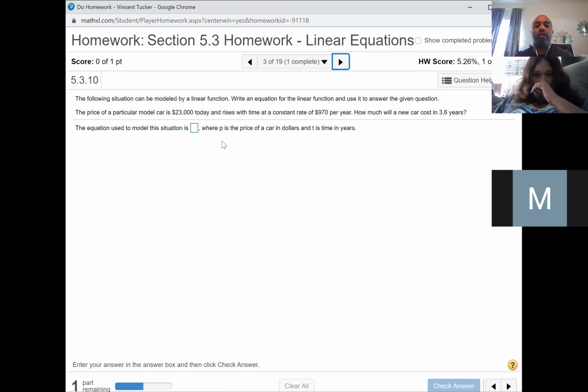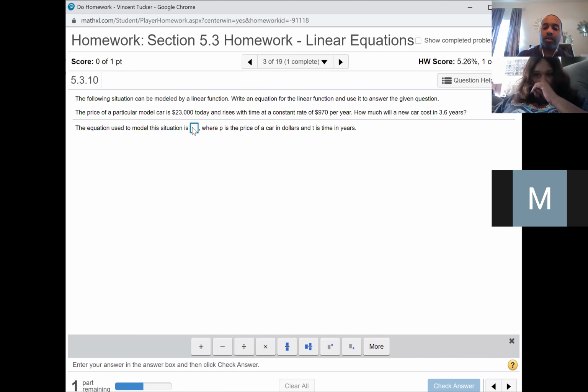So notice they give you variables down here. Write the equation used to model the situation where P is the price of the car in dollars and T is the time in years. So you're going to start off with P is equal, because P is the price. This calculation is going to give you the price in a certain amount of years. You're starting off with 23,000. It says the price of a particular model car is $23,000 today, so you're starting with $23,000 and then it rises.